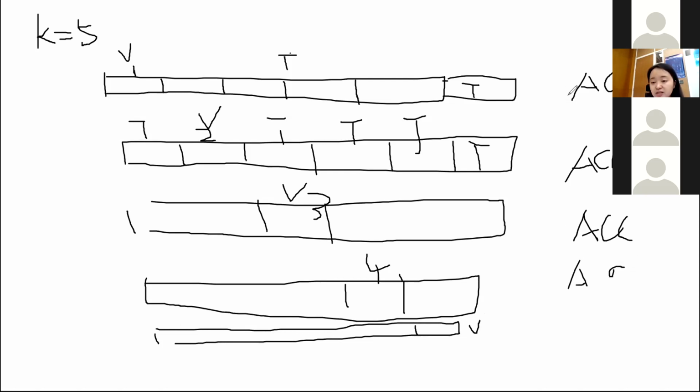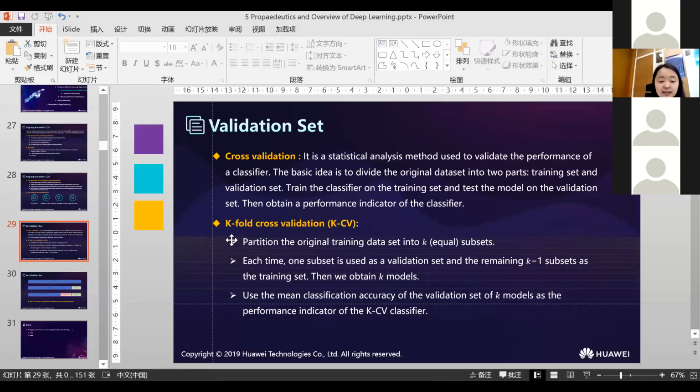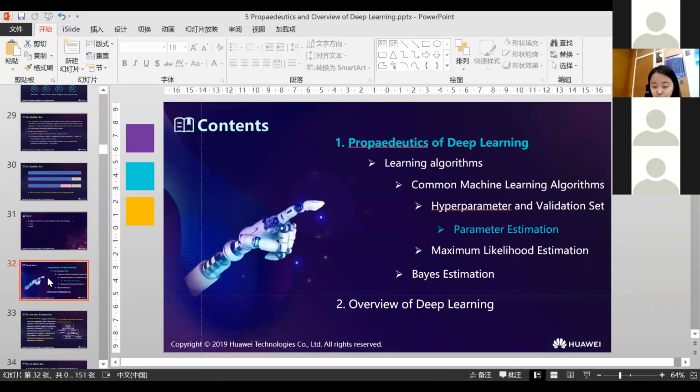And then we received 5 accuracies, and we take an average of these 5 numbers, and the output is the final accuracy of this model. So that is the K for cross-validation. So that's all for the hyperparameter and validation set.